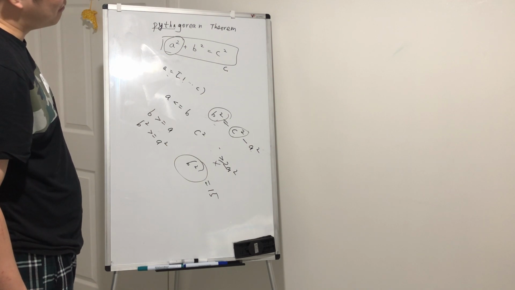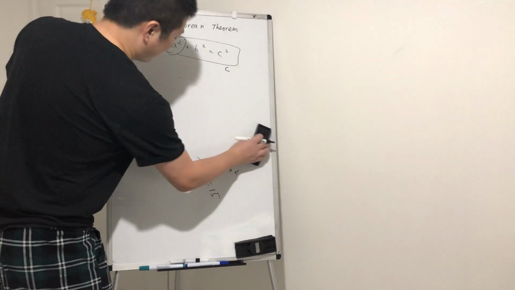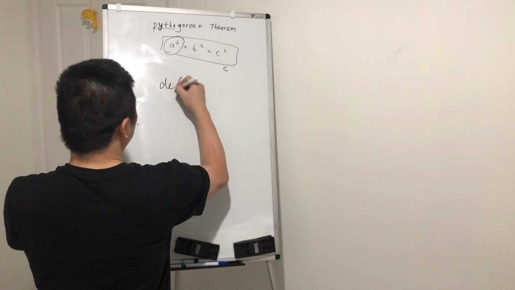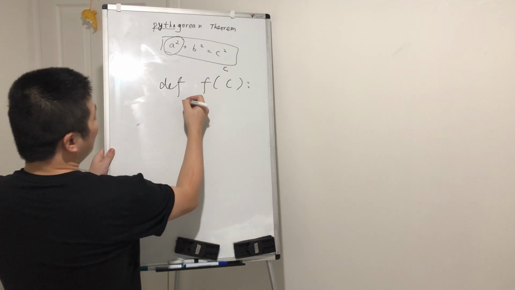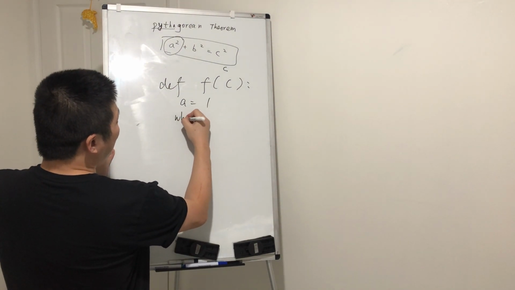No, right? Because 16 is 15, it's not a perfect square. Okay, so that's it. That's easy. Look, let's define a function, okay? A equals 1, right?